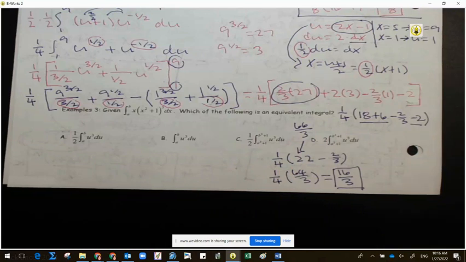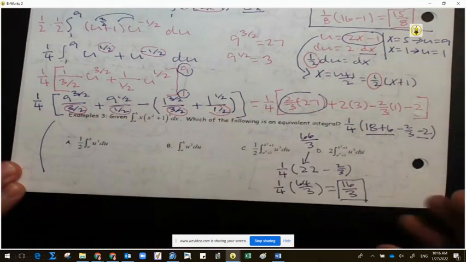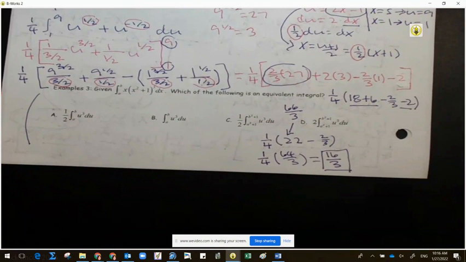All right. So let's move on to example number 3, and let's try that with your neighbor real quick. Go. And it's multiple choice, so you don't have to solve it all the way. Talk to your neighbor.